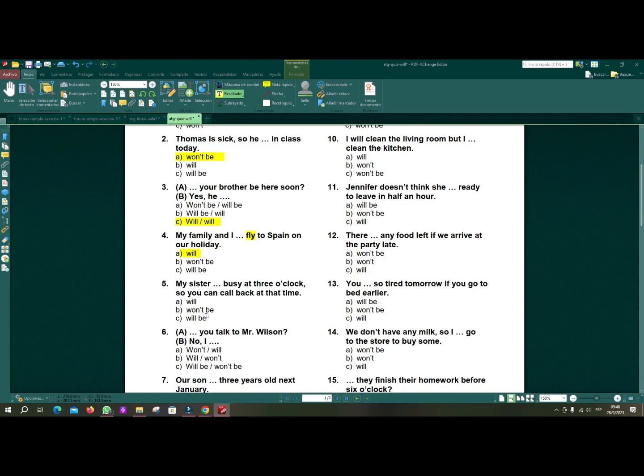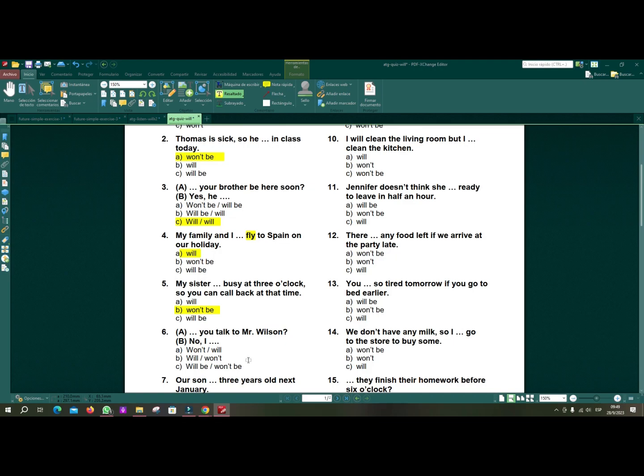Will she be busy at 3 o'clock? Oh, but it says you can call back at that time. So in that case, I guess it would be "won't be." My sister won't be busy. That's why you can call her at that time. Okay? Nice. Thank you. Number 6, Mr. Ruben.